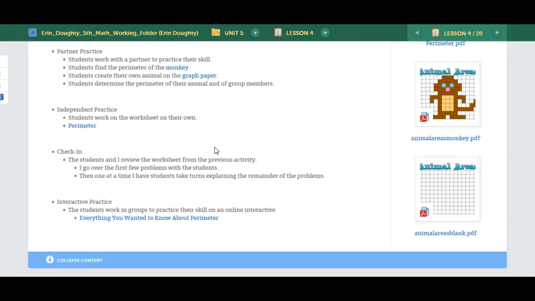On the fourth day of this series, I'll be checking in with the students and going over the sheet that they did the previous day in the independent practice.